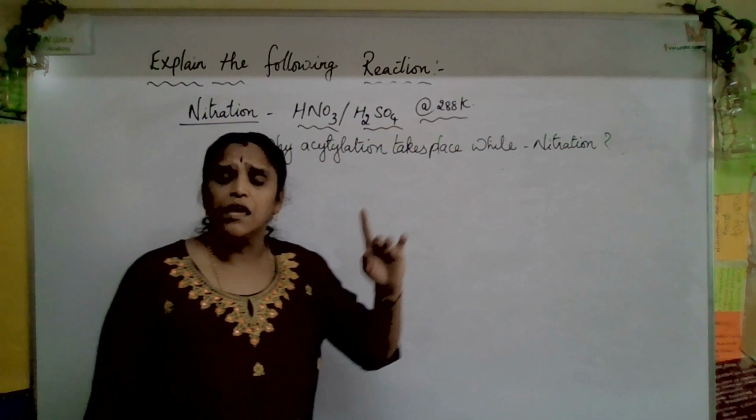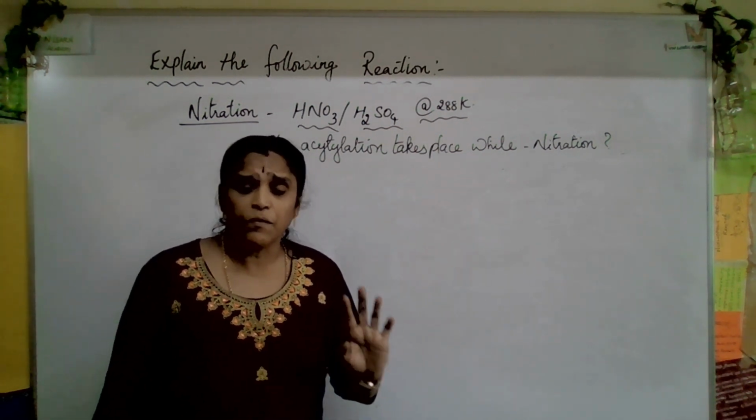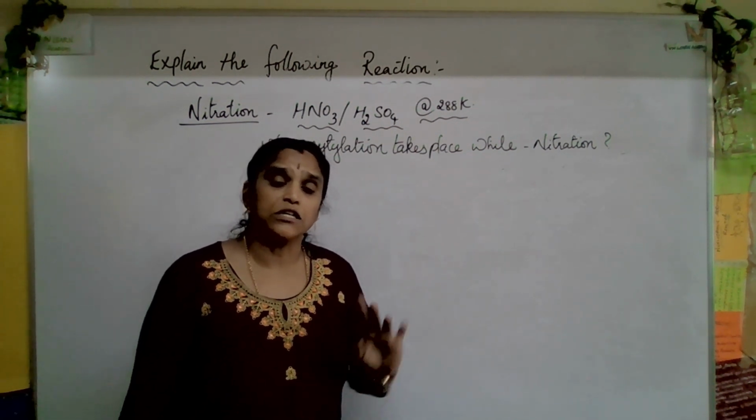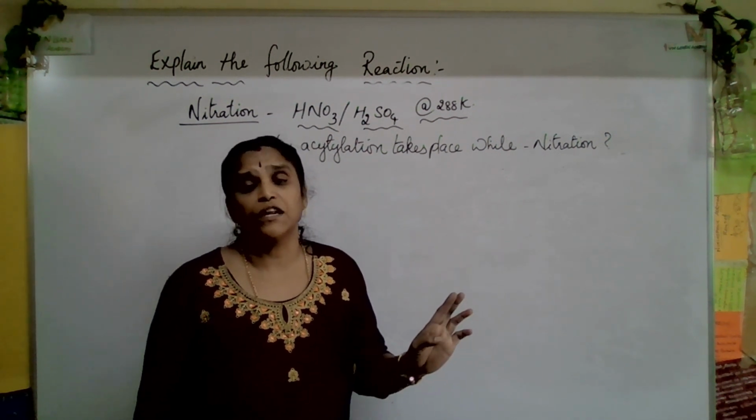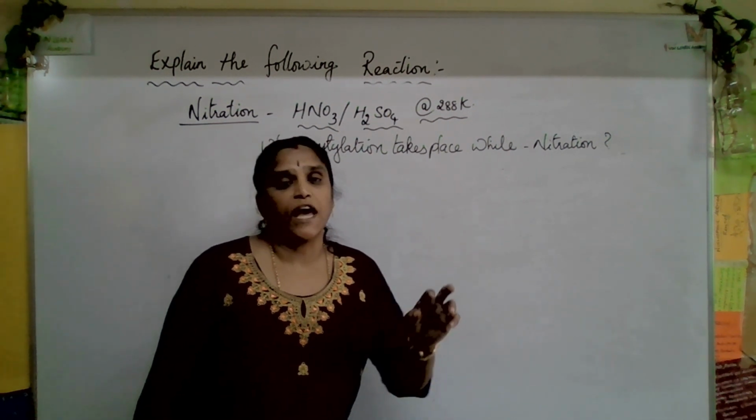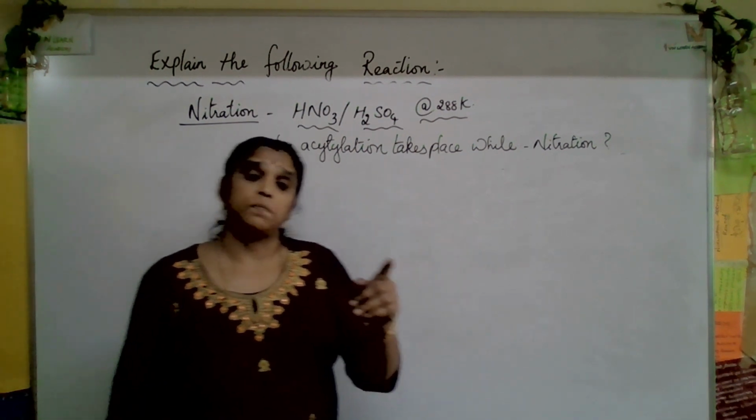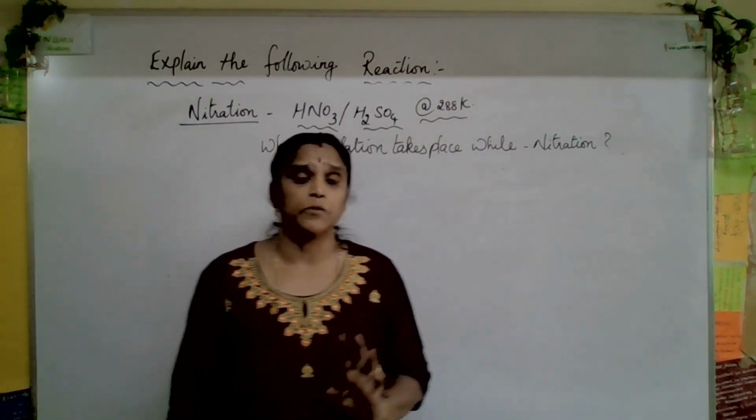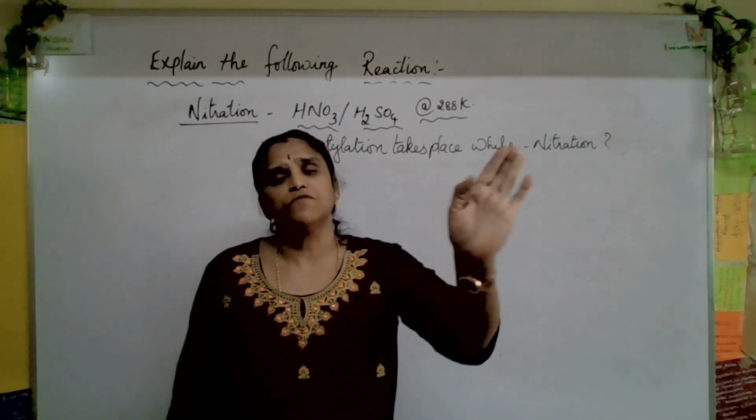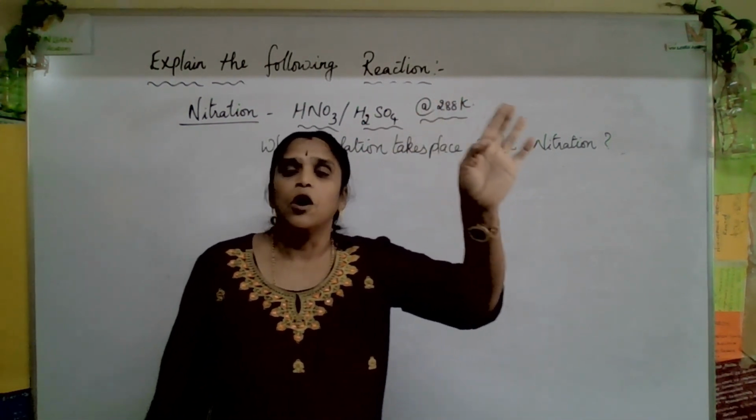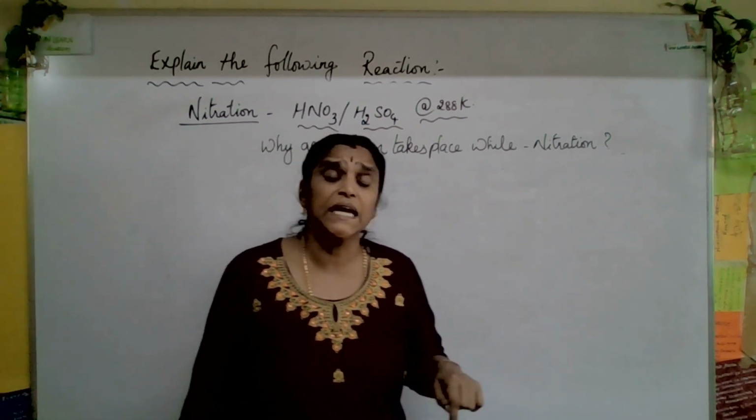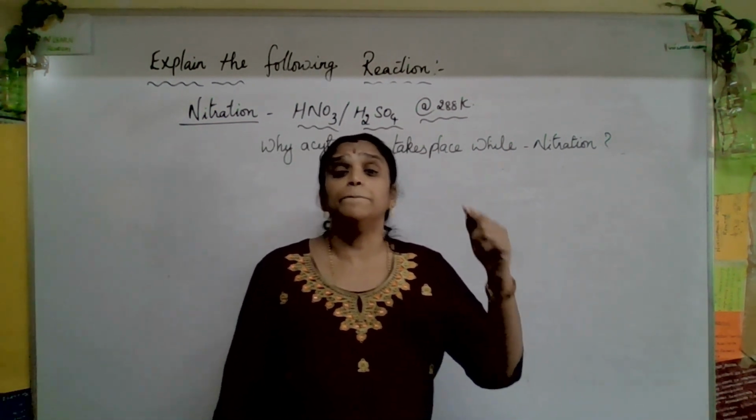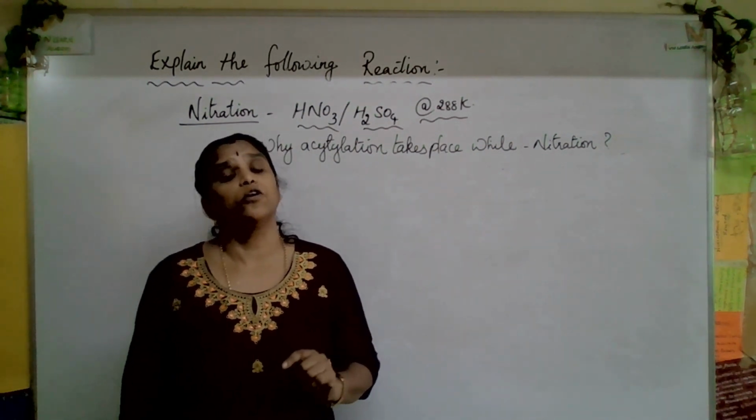Generally, only ortho and para derivatives will be obtained, because the lone pair of electrons on nitrogen is involved in resonance with the benzene ring. So naturally the negative charge is at the ortho and para positions only, and electrophiles will prefer to sit at the ortho and para positions. You know this very well. But here the meta nitro compound is also coming.